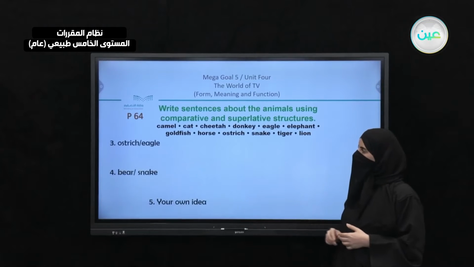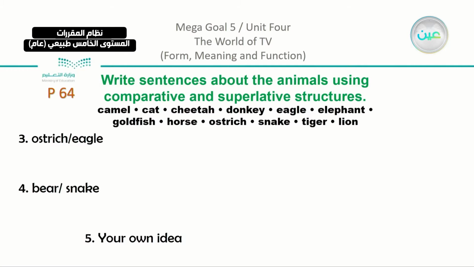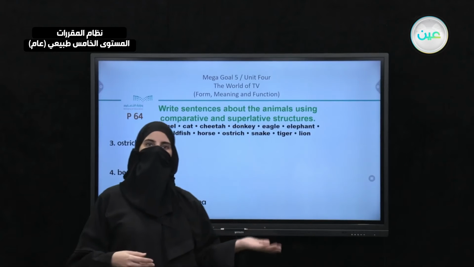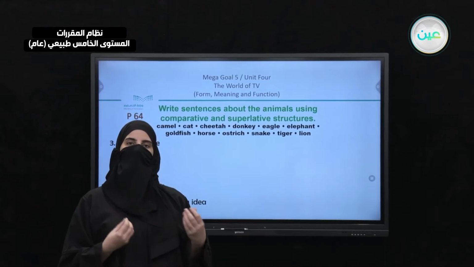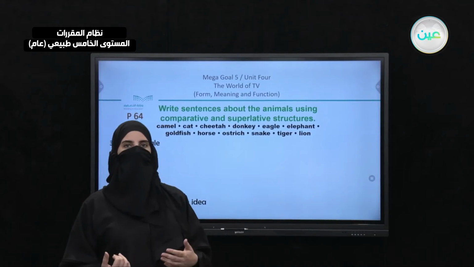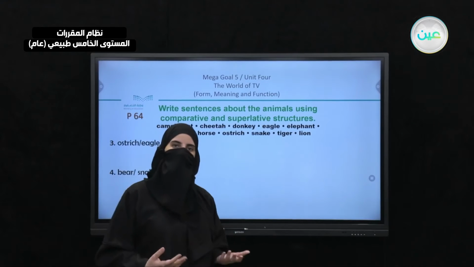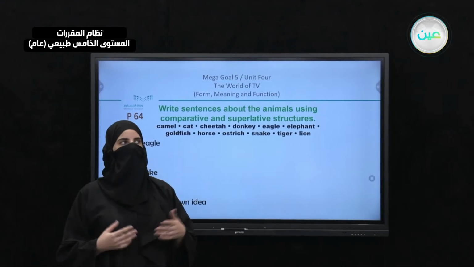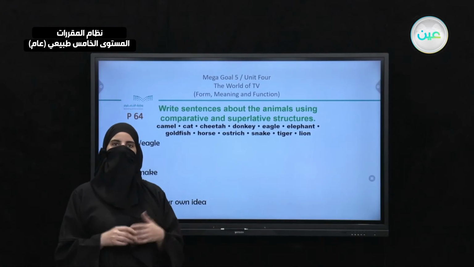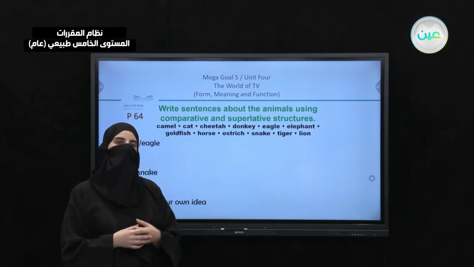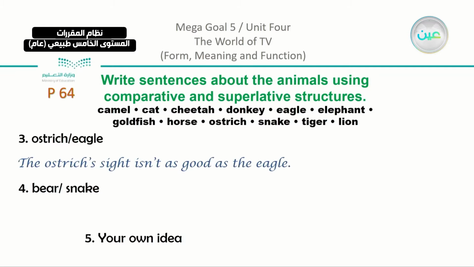Then we have number 3, the ostrich and the eagle. And just to give you a second here, think about what can you compare between the ostrich, which is in a symbiotic team with the zebra, if you can remember in Unit 1. So what can you compare between the ostrich and also the eagle? Now, the eagle is known to be a dangerous kind of bird. Mainly, there's nothing between them in common except maybe that they are all from the bird type. Here we have the ostrich's sight isn't as good as the eagle.